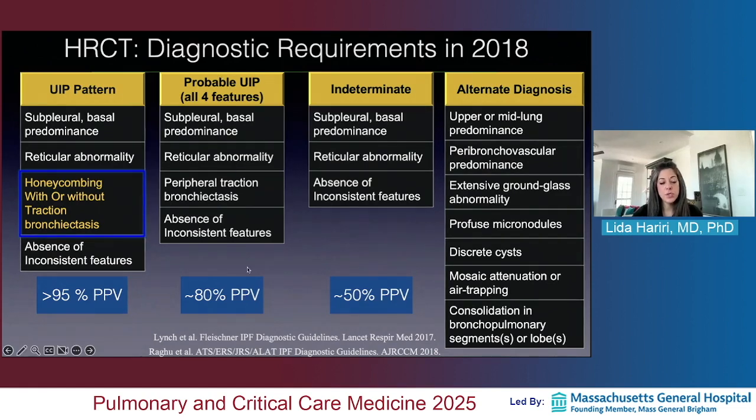When you look at probable UIP, the positive predictive values there are reported to be around 80%, but I will note that there's quite a range. With positive predictive values, it really depends on the prevalence of your disease, and specifically within the studies, the prevalence of IPF within those diseases.